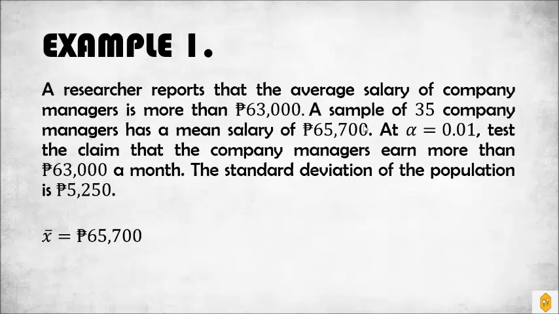Kasi nabanggit naman dyan na itong amount na to ay para dito sa 35 company managers. Therefore, ang ating population mean ay 63,000 pesos. Okay, so tingnan mabuti kung ano yung difference nito. Itong X bar, ito ang mean ng ating napiling sample. Itong population mean, average salary nung ating population.